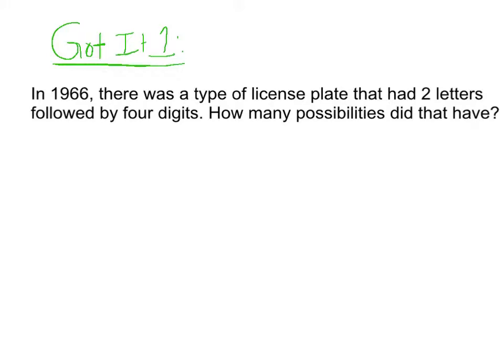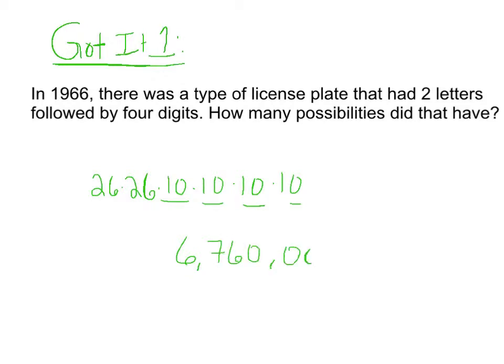So this problem says in 1966 there was a type of license plate that had 2 letters followed by 4 digits. How many possibilities did that have? Well, if we have 2 different letters, we know that that's 26 times 26 followed by 4 digits. Well, we know there's 10 different digits. So there's 4 of those. So when we do that, we get 6,760,000. And that's it.